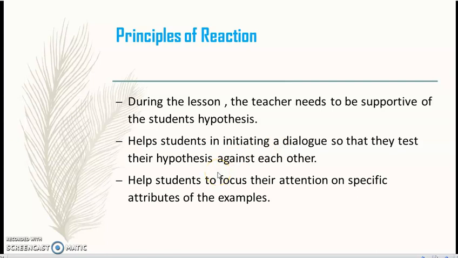Help students to focus their attention on specific attributes of the examples. So if the students are diverting from the topic, you need to change their focus to the specific attributes of an example, for which they can choose any example or any attribute related to the example. So you need to choose the examples wisely and see to it that the students are focusing on the correct attribute that you wish your students to focus on in order to proceed with the model.